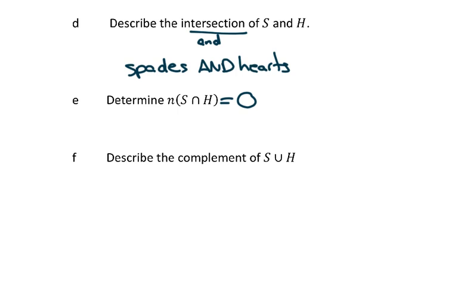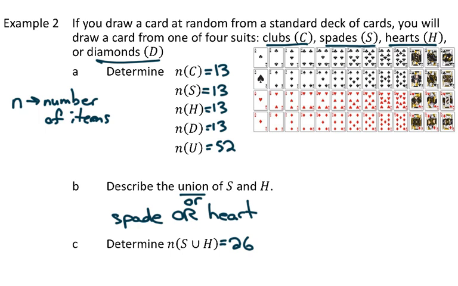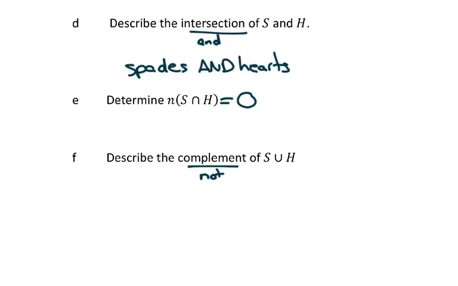The complement of S union H, this is all the things that are not. So when we found back in question B, the union, so those were spades or hearts, the complement of that would be all the things that are not spades or hearts, which in a deck of cards would be the clubs or the diamonds. And again, that's that mathematical language coming into play. It could be clubs, it could be diamonds, it could be one or the other.